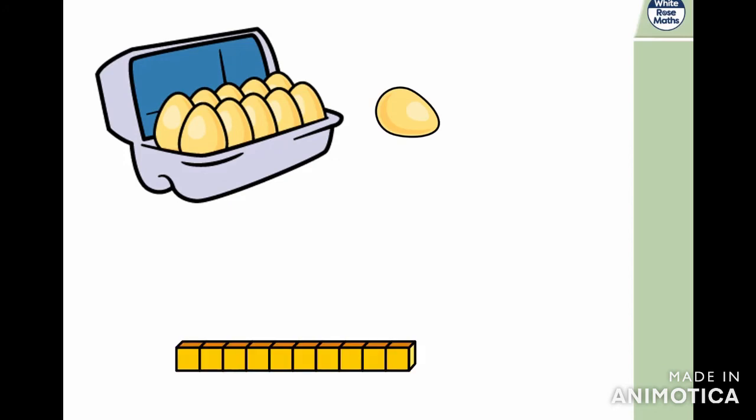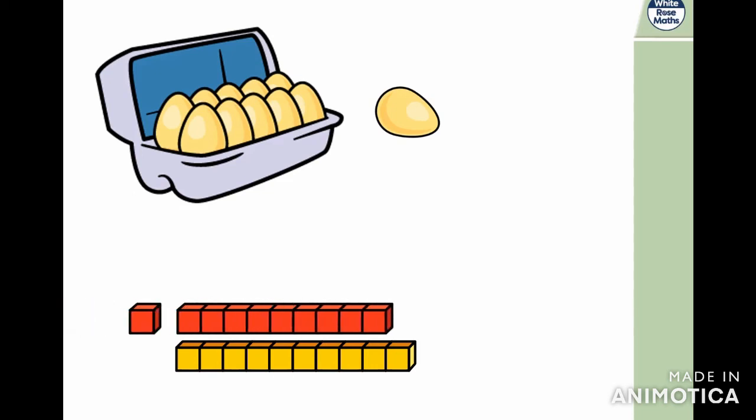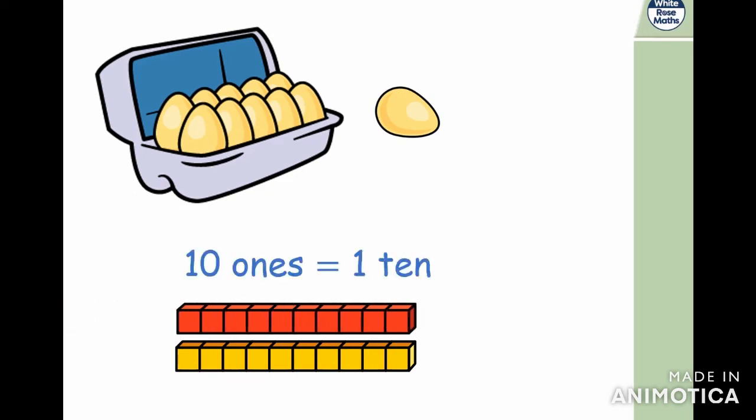And here's a base 10 rod. Here are 10 ones. Do you notice that 10 ones are equal to 1 10? A bit like the eggs that were all rolling around. We had 11 eggs rolling around, and now we've got a box of 10 and 1 extra. There's the extra one.